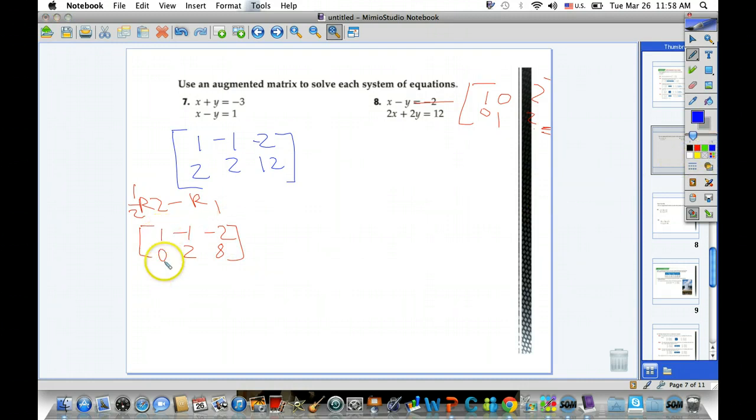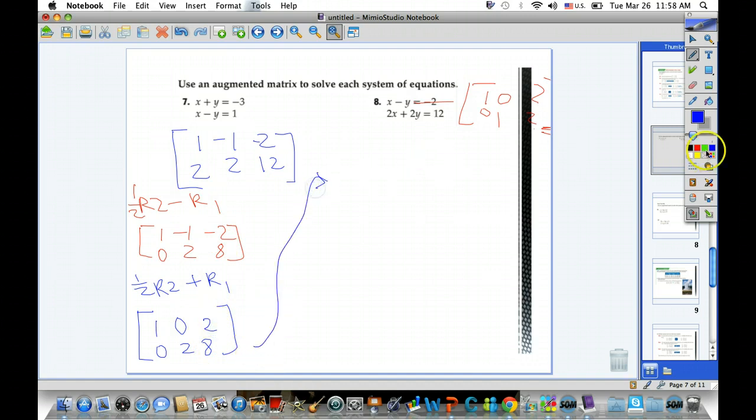So I have my 1 here and a 0 here. That's what I like. Now I'm going to make this into a 0 by doing 1/2 of R2 and then adding it back to R1. So 1/2 R2 plus R1. My bottom row is the same, 0, 2, 8. 1/2 of this is 0, added to this, you still have your 1 there. 1/2 of 2 is 1, added to negative 1, 1 plus negative 1 is 0. 1/2 of 8 is 4, plus the negative 2 makes it 2.